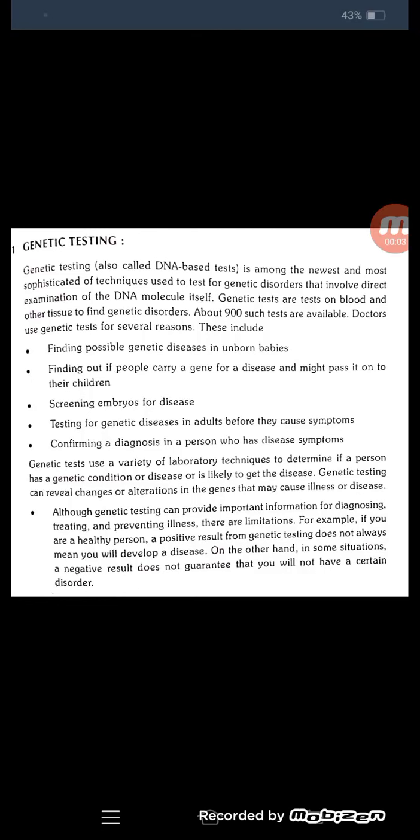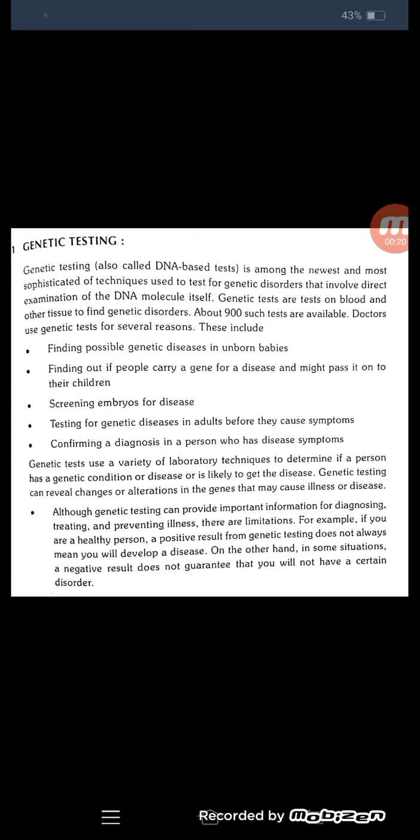Today we are discussing genetic testing. So, what is genetic testing, and which types of genetic tests are available for the determination of mutations and any other genetic disorders present in the body? That is determined with the use of genetic testing.